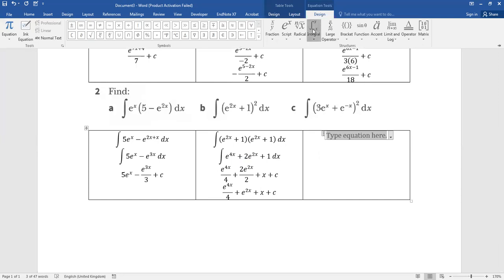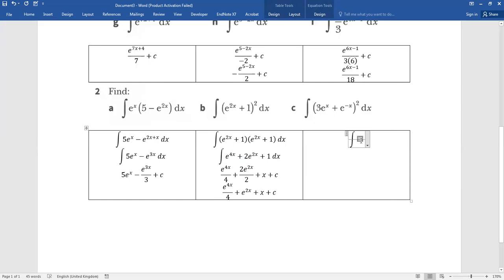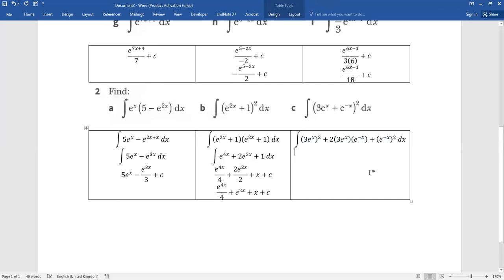So here we also expand first, using a plus b whole square. But be very careful. If you're using a plus b whole square, a square plus 2ab, and then plus b square. Is this clear? Yes, sir.